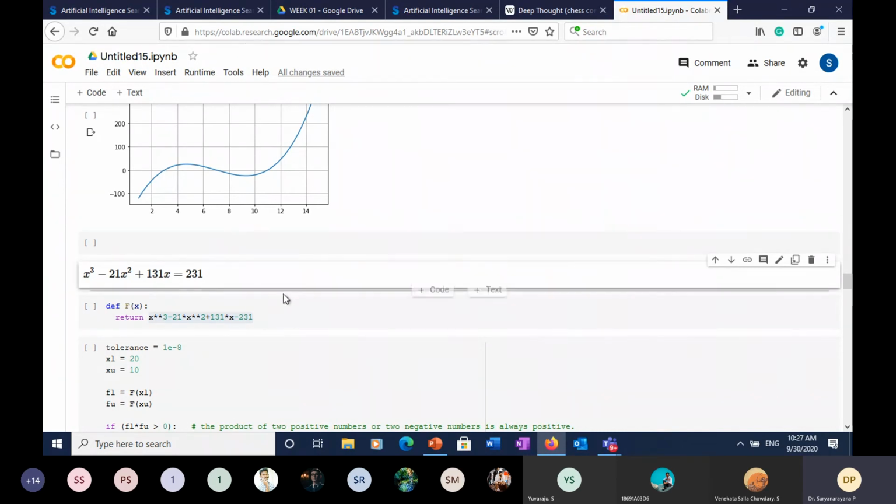See, this cubic polynomial, I just made it up. How I made it up is I multiplied x minus 3 times x minus 7 times x minus 11. So if you do that polynomial multiplication, this is the equation you get. So now since I have made up this equation, I know that the solutions are.